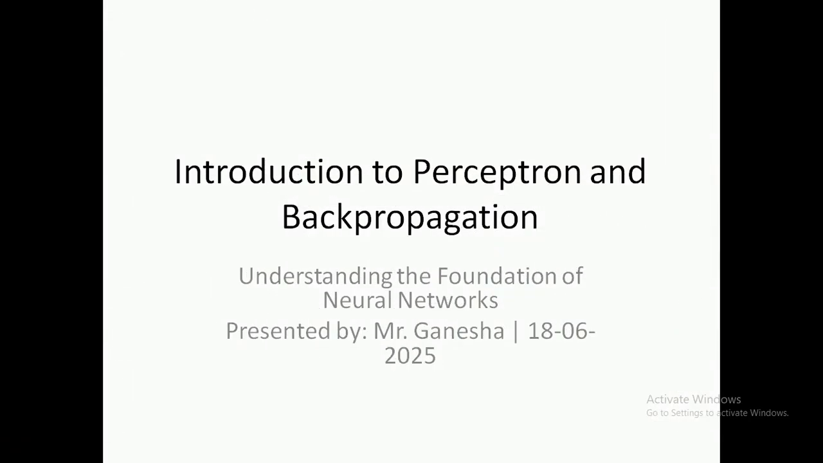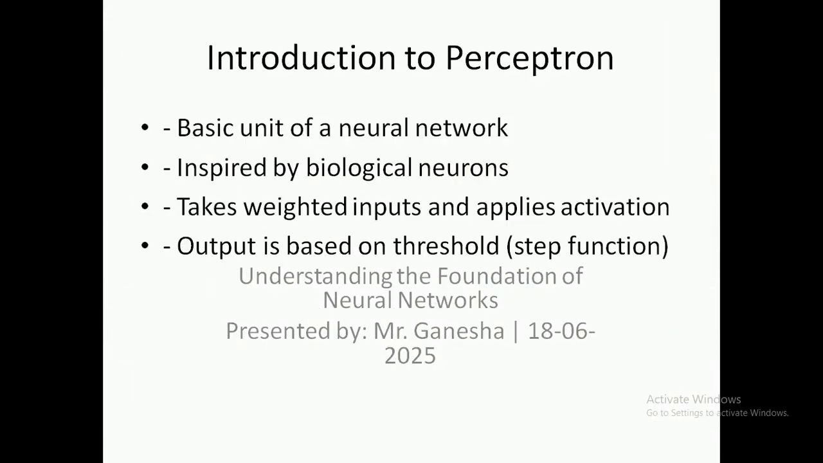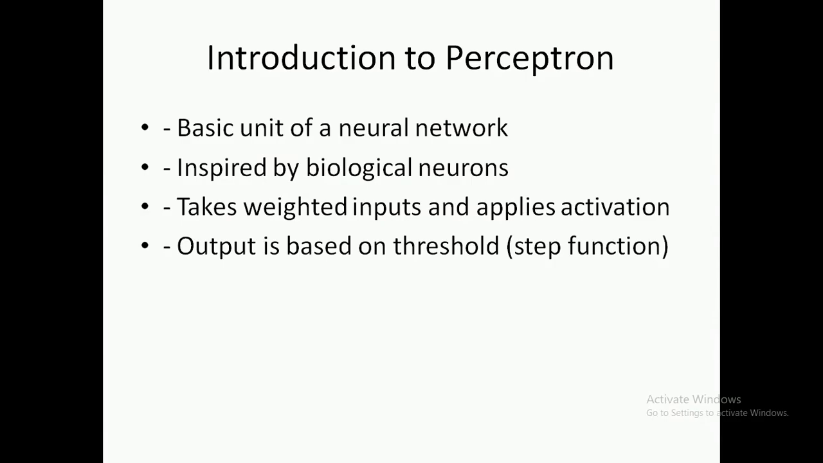Let's begin with the most basic unit of a neural network, the perceptron, inspired by biological neurons. Just like a biological neuron receives signals and fires if the input is strong enough, a perceptron takes weighted inputs, applies an activation function, and produces an output. Key idea: a perceptron maps input features to an output using a weight vector and a threshold.